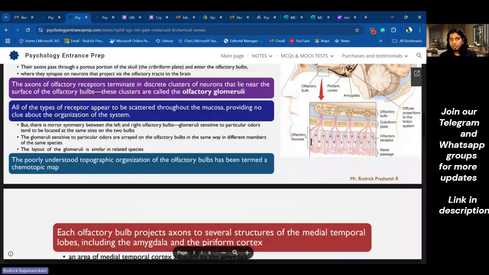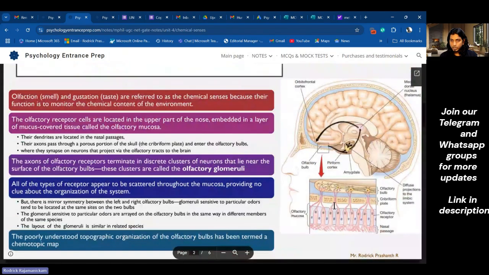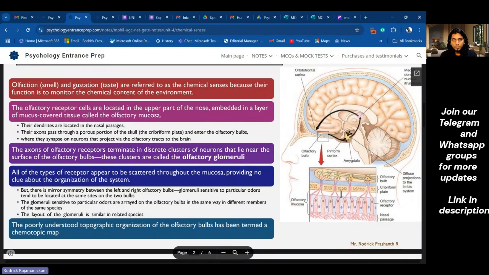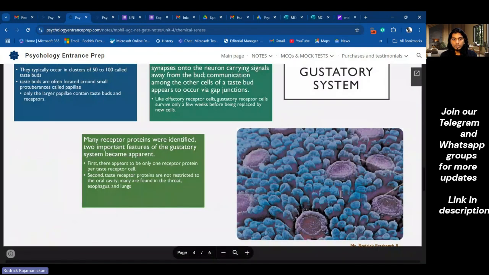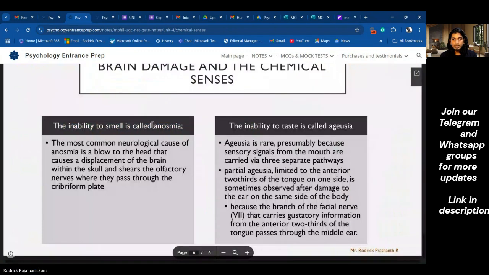So you have the olfactory receptor and you have the cribriform plate through which it goes. If there is any whiplash, a concussion, or even any head injury, coup and contrecoup may happen, but that is at the cortical level. So we have this plate which can move backward and forward. There can be shearing of these axons, which leads to anosmia. So anosmia is basically inability to smell, and inability to taste is called ageusia.